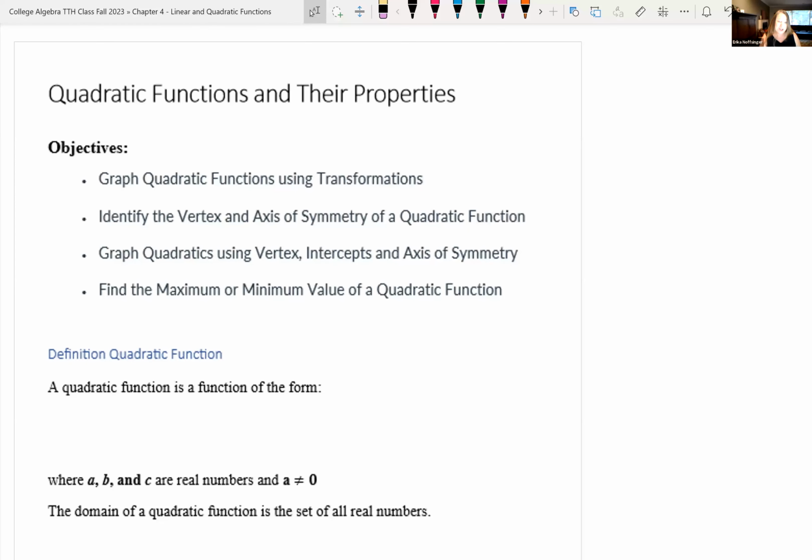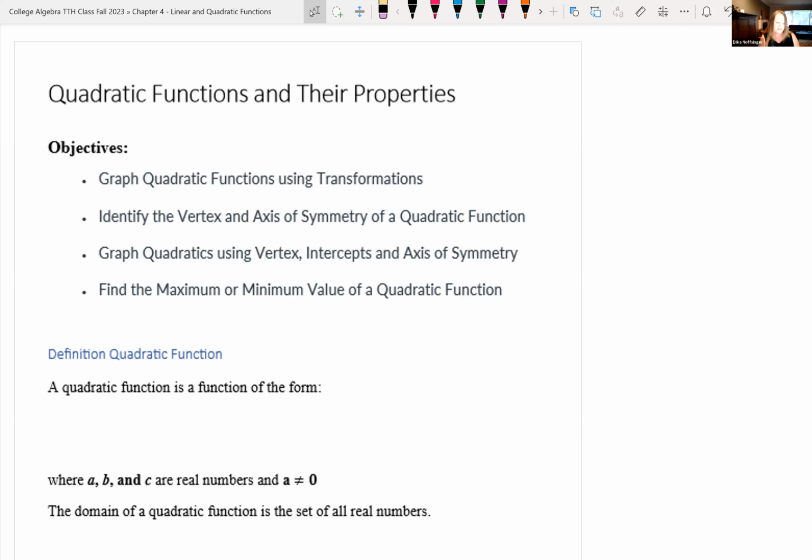So we've looked at solving quadratic functions. Now we're going to look at quadratic functions and their properties of their graphs. So our objective here, we're going to look at graphing quadratic functions using transformations. We just looked at transformations of functions and graphing them in our last chapter.